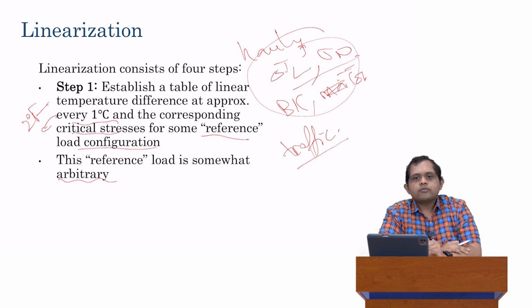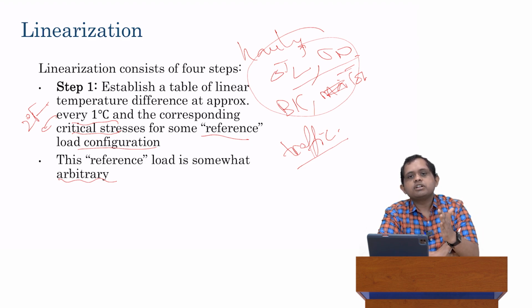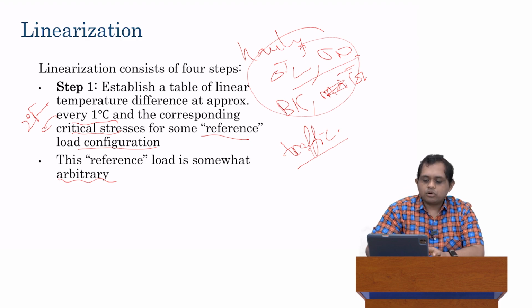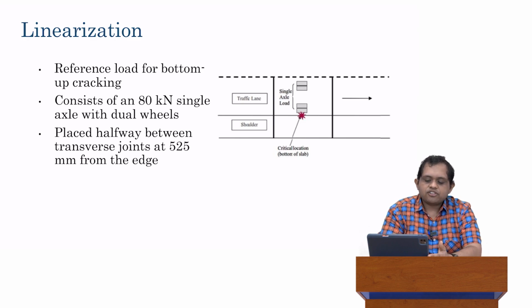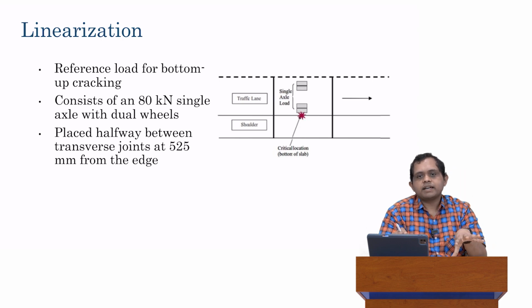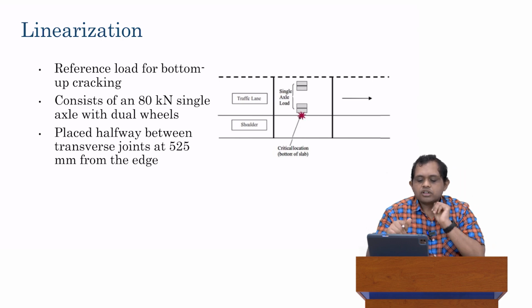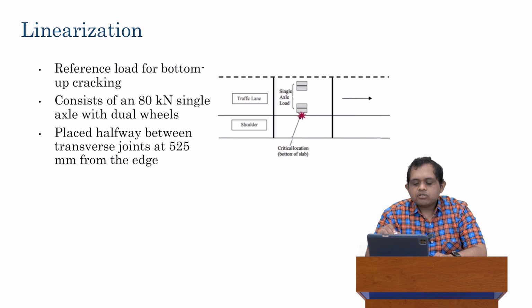So what we do is we take this, for every degree Celsius change in the temperature difference, and we then calculate what is the critical stress for this reference load. So let's have a look at what this reference load is. The reference load, of course, depends on what analysis we're doing, what type of distress we are trying to calculate. If you're trying to calculate fatigue cracking, then as I just said, we have to separately look at bottom-up cracking and we have to separately look at top-down cracking. So let's look at bottom-up cracking. The reference load for bottom-up cracking is what I've shown in this diagram. This is taken directly from the Pavement ME documentation.